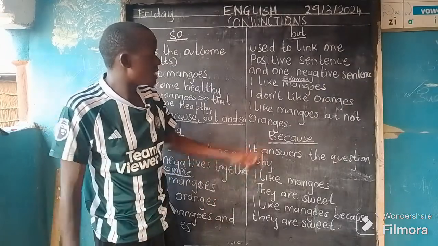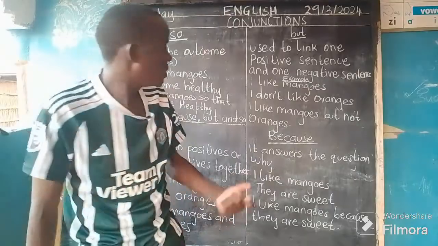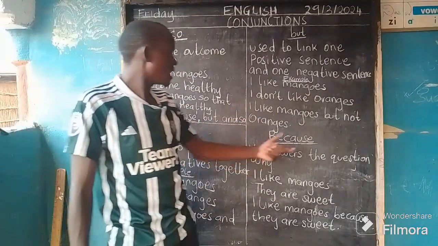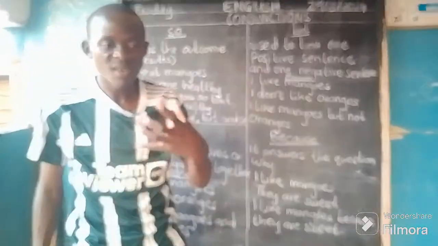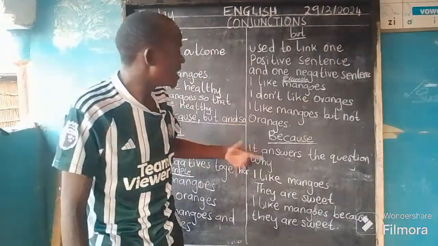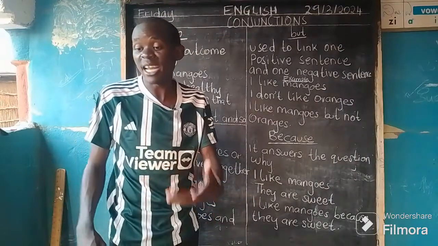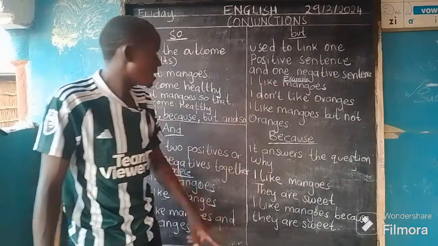Number three, because. We said you should mark the spelling. Because answers the question why. Why are you late? I woke up at 10. So you went to school late because you woke up at 10. So it answers the question why.